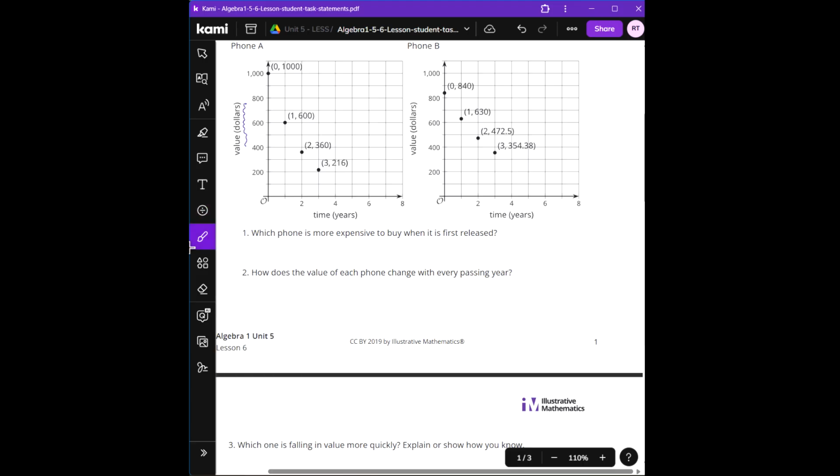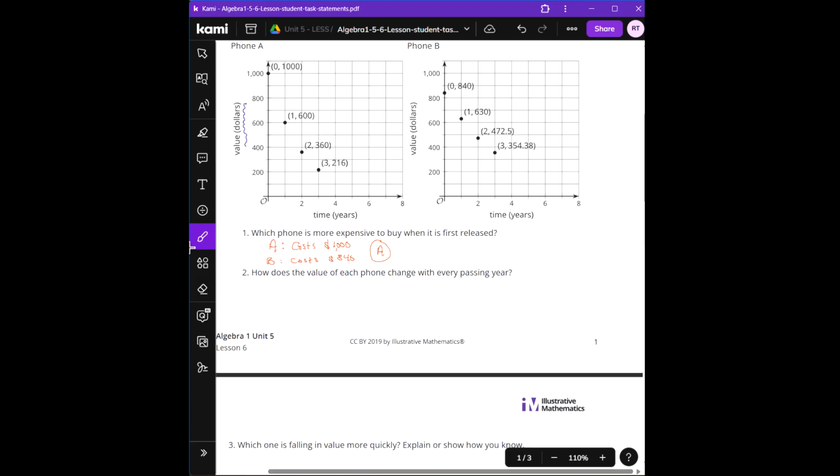So for this one, A costs $1,000. And B costs $840. So A is going to be more expensive.